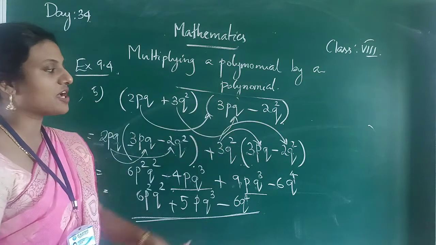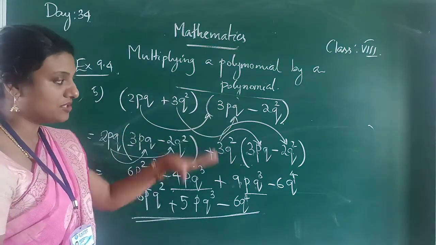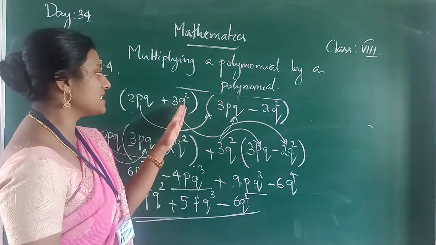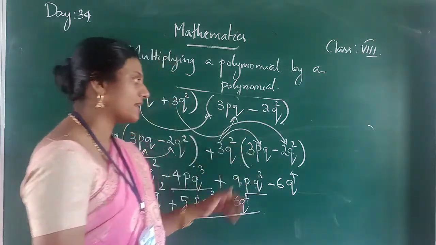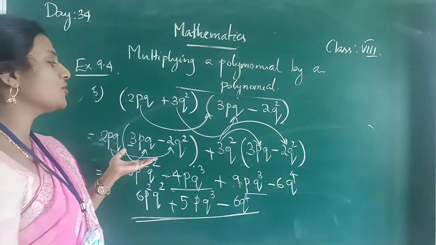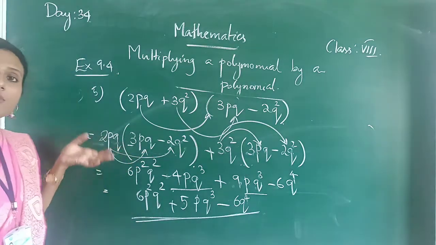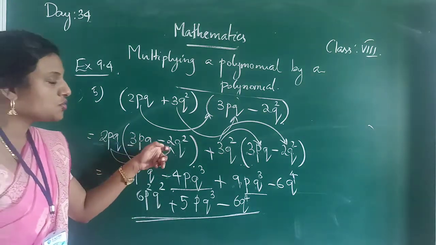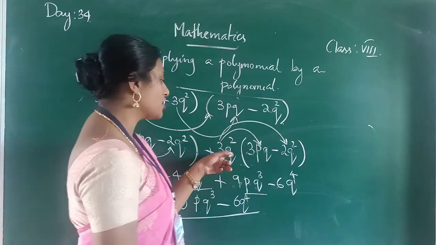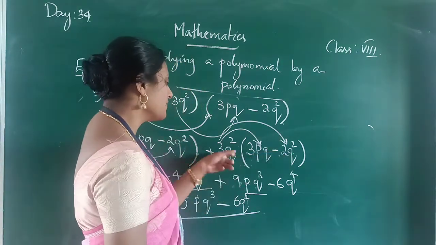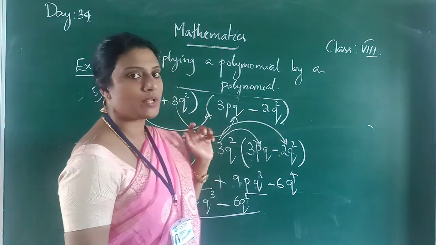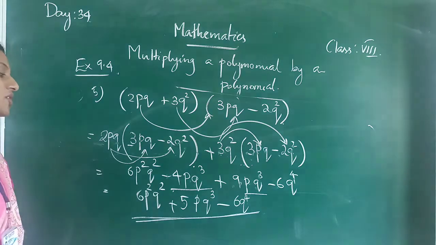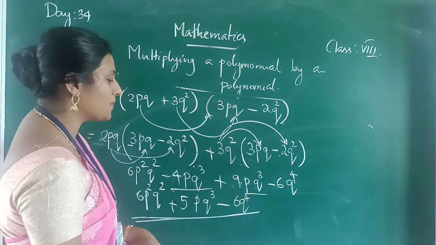So we are using the distributive property throughout this problem. So first we multiply 2pq with the second bracket. Next, second term 3q square with the second bracket. Then we use also the distributive property, 2pq into 3pq, 2pq into 2q square. Okay, again 3q square into 3pq minus 3q square into 2q square. When you multiply the numbers and the variables, you get the answer 6p square q square plus 5pq cube minus 6q raised to 4.